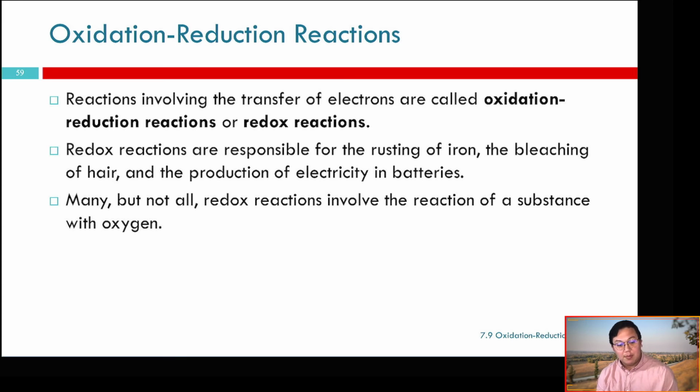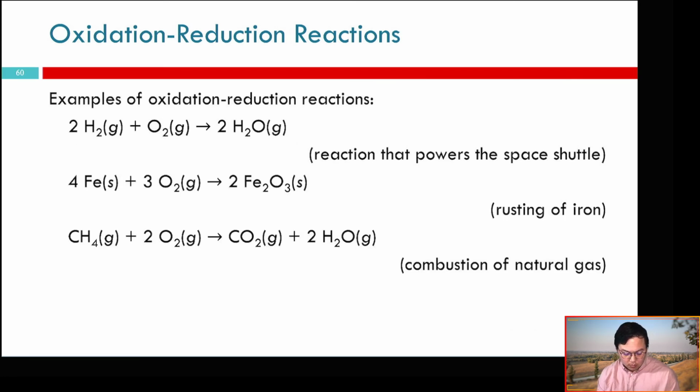But many but not all redox reactions involve the reaction of a substance with oxygen. So we have a few examples here. We have hydrogen combining with oxygen to form water, which is the reaction that powers the space shuttle. It's rocket fuel. We also have rusting of iron, right? We have iron combining with oxygen to form iron oxide. And when you burn anything, you're adding oxygen to it, at least in terms of hydrocarbons, so natural gas, you're forming CO2 and water.